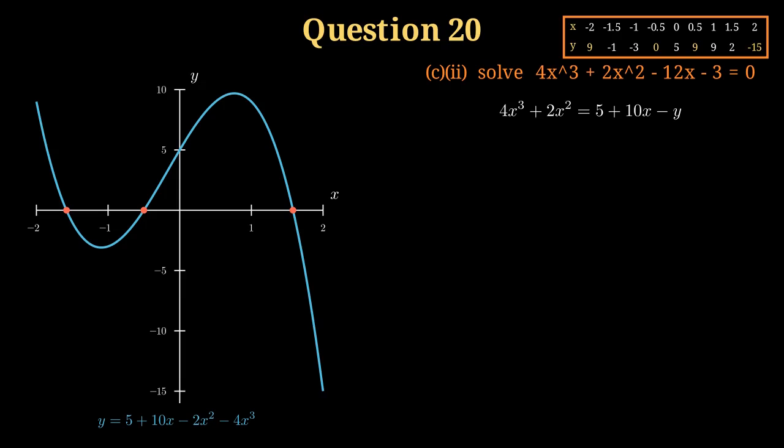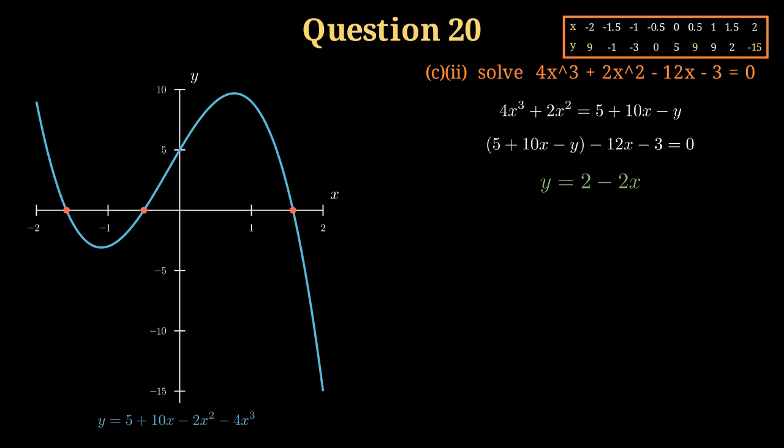From our curve, y equals 5 plus 10x minus 2x squared minus 4x cubed. Rearranging, 4x cubed plus 2x squared equals 5 plus 10x minus y. Substitute that into the new equation in place of 4x cubed plus 2x squared. This gives 5 plus 10x minus y minus 12x minus 3 equals 0. Simplifying the constants and the x terms, everything collapses to y equals 2 minus 2x.